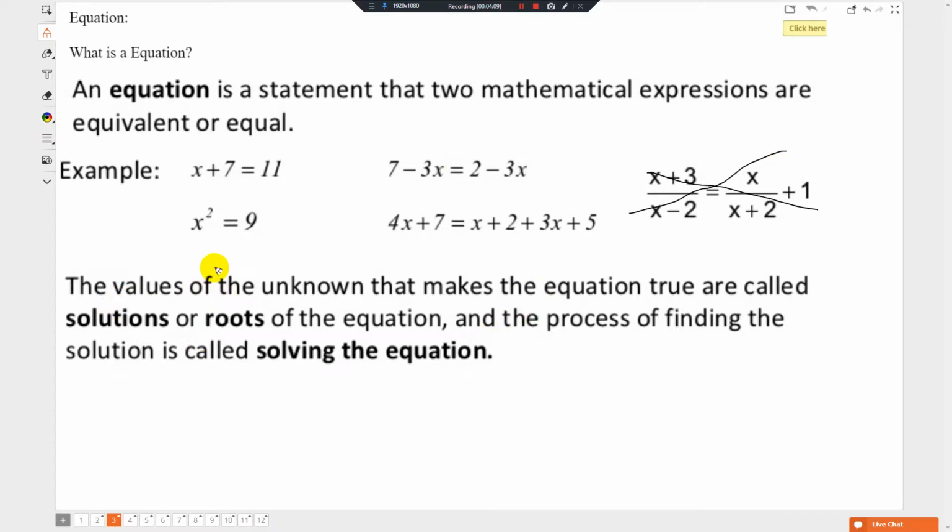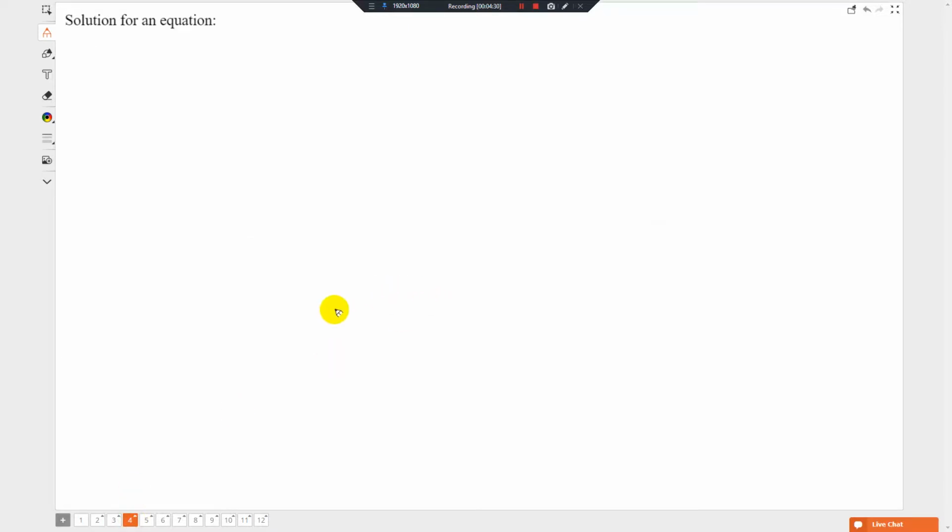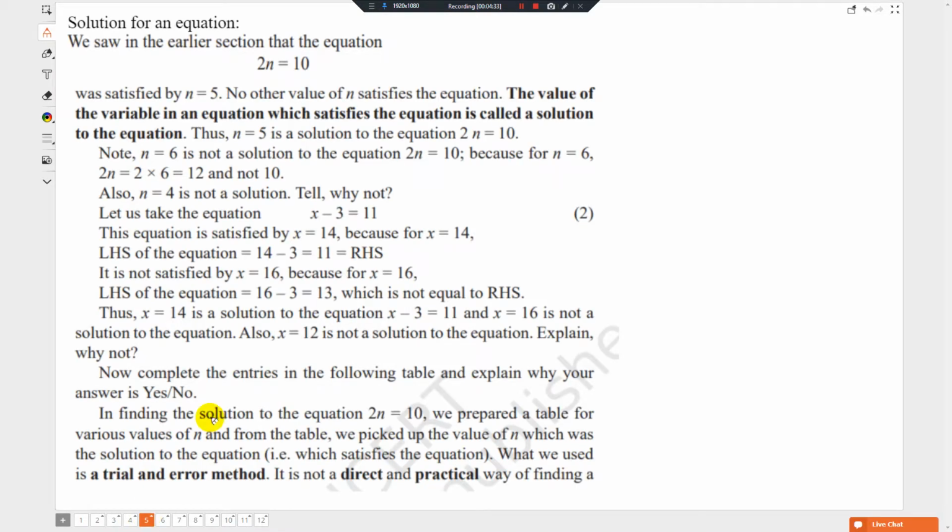Now, see this another definition. The values of an unknown that make the equation true are called solutions or roots of the equation. And this process of finding the solution is called solving the equation. We can also solve this. I'll show you how. Now, solution for an equation. We saw in the earlier section that the equation 2n is equal to 10 is satisfied by n.